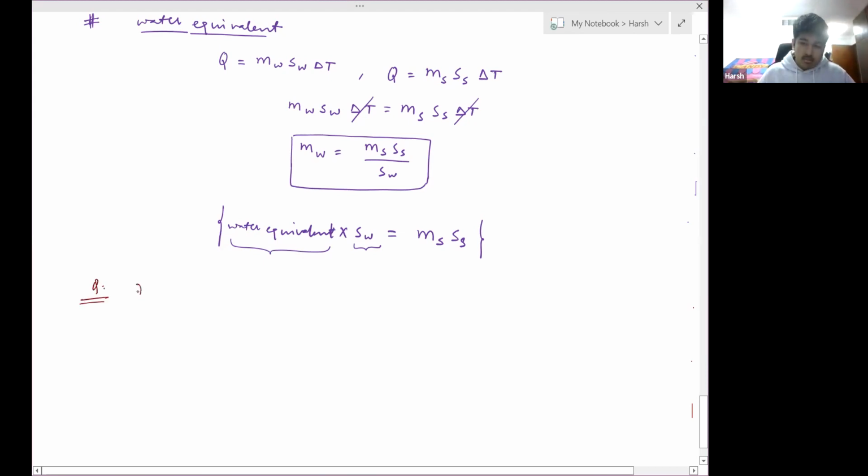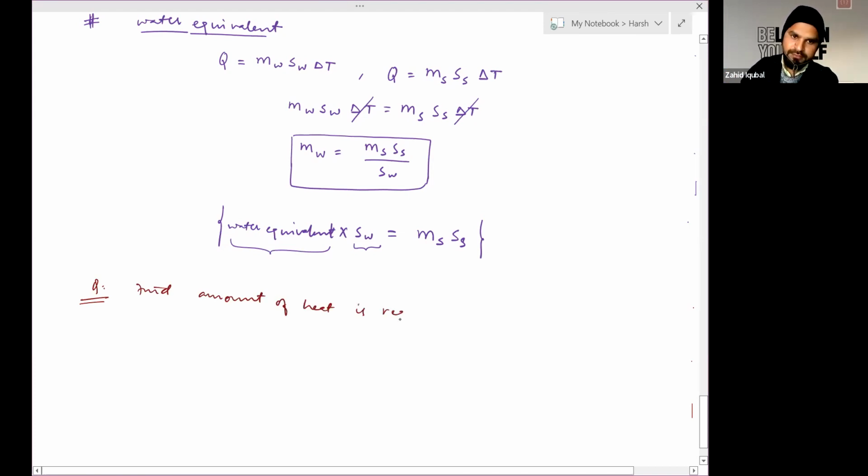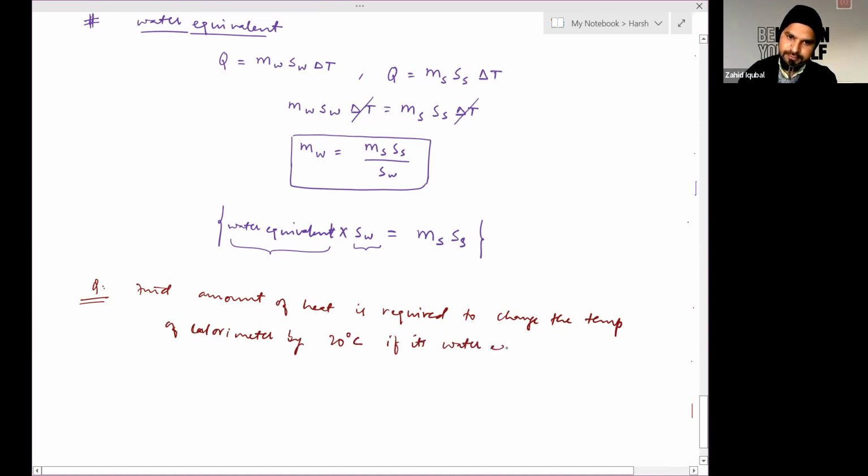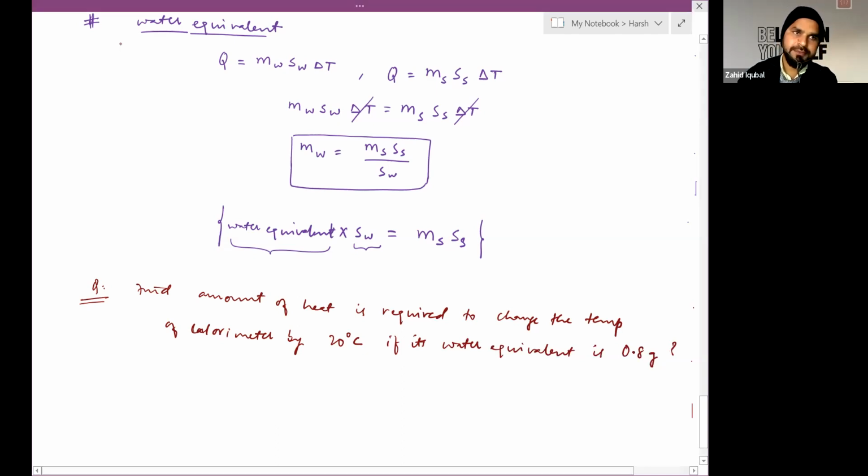Find the amount of heat required to change the temperature of a calorimeter by 20 degrees Celsius if its water equivalent is 0.8 gram. Just use the above concept and try to find it. Okay.